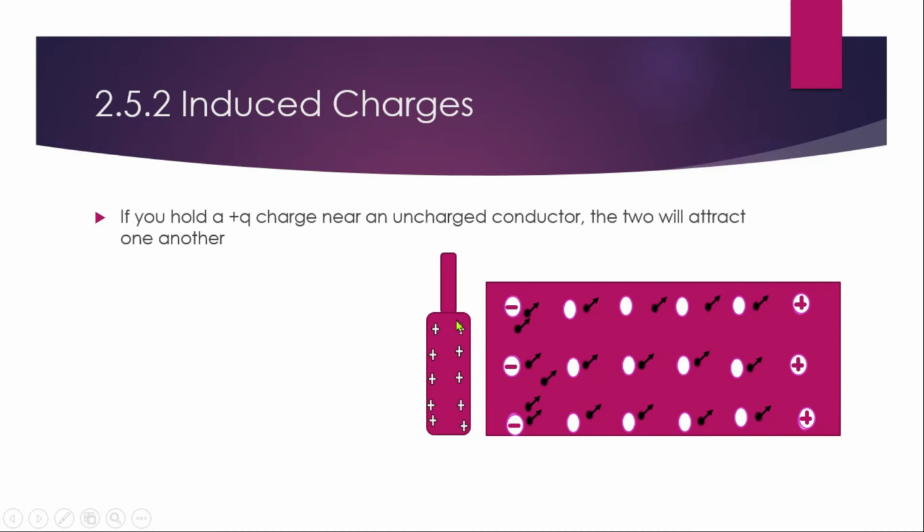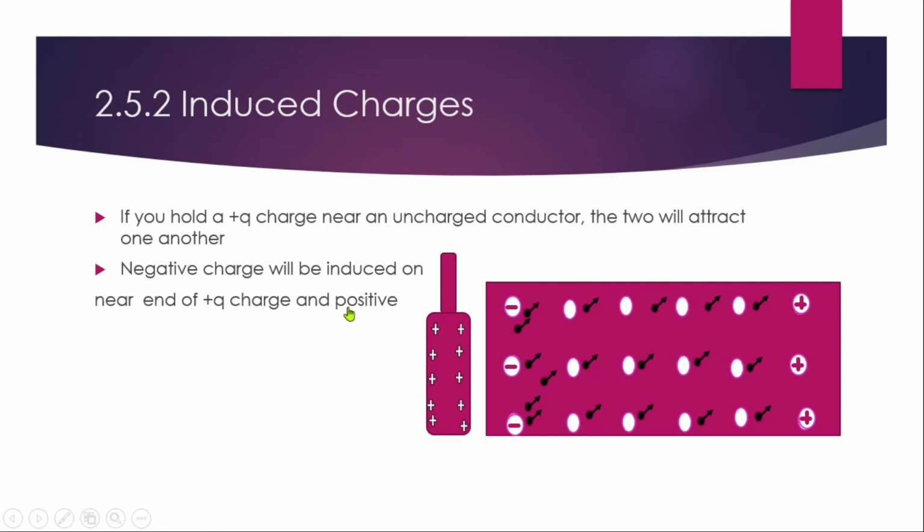This positively charged conductor attracts the electrons towards itself. Therefore, the negatively charged electrons are attracted towards this positively charged body, and therefore negative charge is induced on the surface of the conductor, and here it creates the deficiency of the electrons, and due to this deficiency positive charge is induced on the further side. Negative charge will be induced on the near end of the plus q charge, and positive charge will be induced on the further side of the charged body.